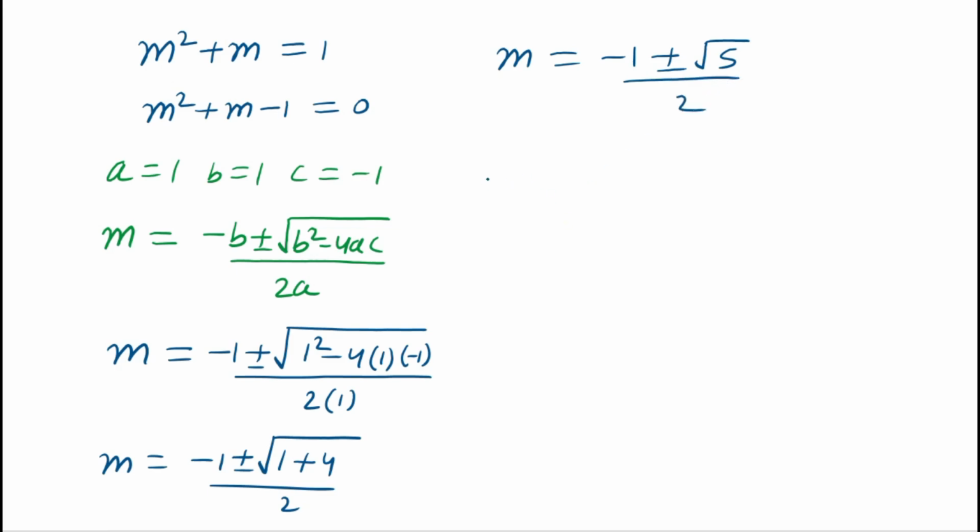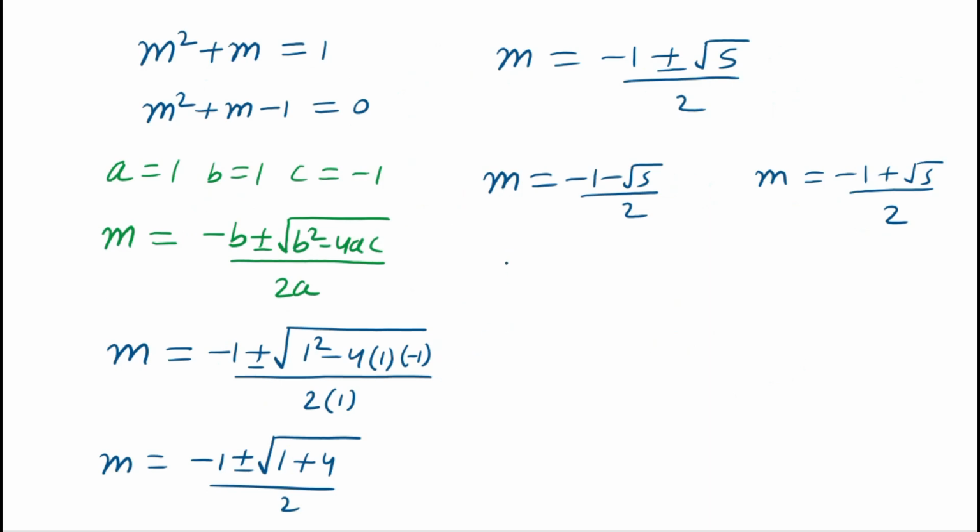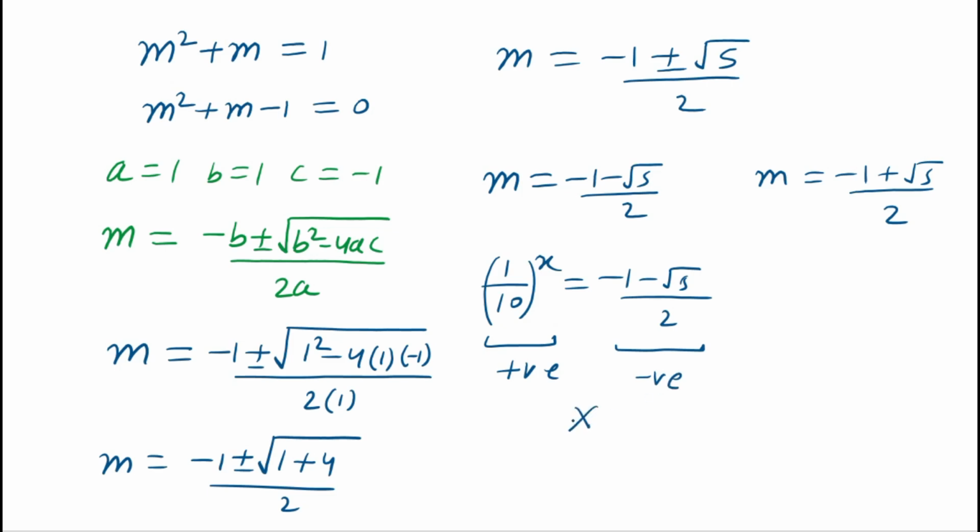Here we have two possible values of m. The first value of m is equal to (minus 1 minus square root of 5) over 2, and the second value of m is equal to (minus 1 plus square root of 5) over 2. Now we know that m is (1 over 10) power x. So this m is replaced by (1 over 10) bracket power x is equal to (minus 1 minus square root of 5) over 2. Then this left hand side is always positive and this right hand side is negative. So this case is rejected.